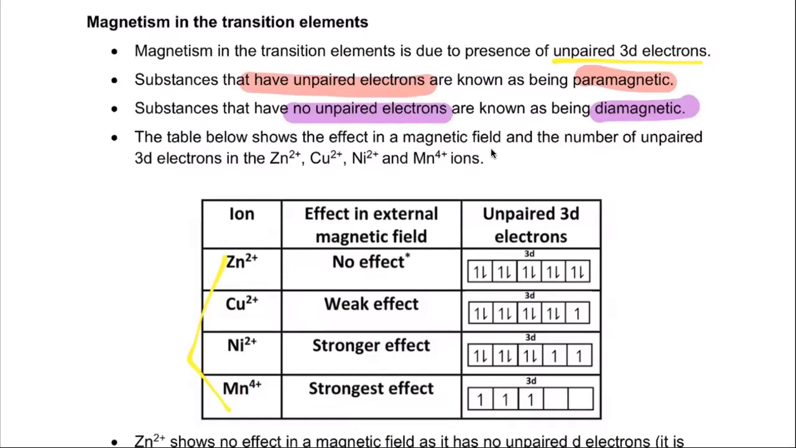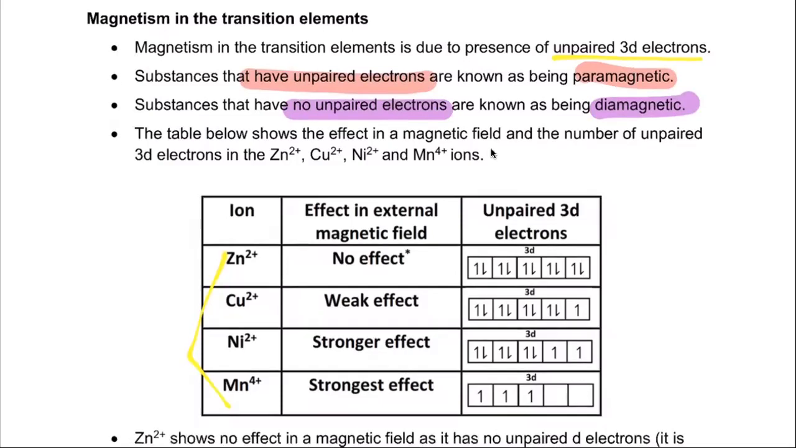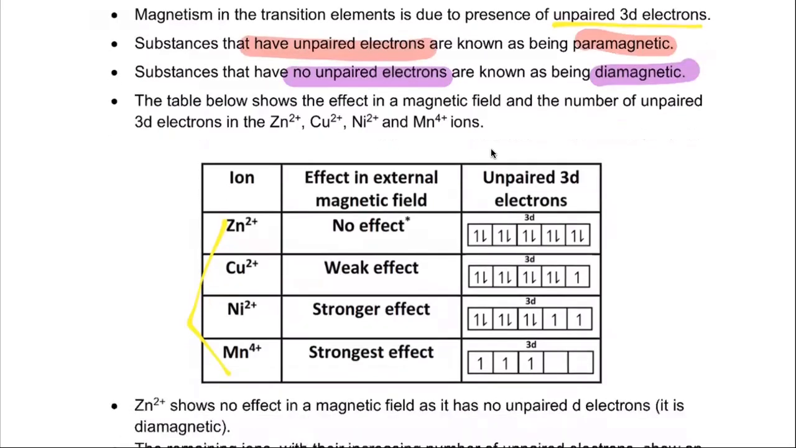And so the ability of something to be attracted or repelled has to do with how many unpaired d electrons it has. So when you watch the video online and they show you the magnets, they show you that the magnet has no effect on zinc. It doesn't repel, it doesn't attract, it doesn't do anything. That's because zinc doesn't have any unpaired electrons. It's diamagnetic, which means that it's not going to be attracted because it has no unpaired electrons.